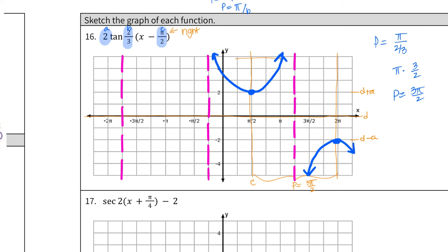And so it looks like I have space for another one. So right in the middle would be here. And then just make sure your parabola is pointing down. And I think that's all that fits. So there is our graph of tangent.